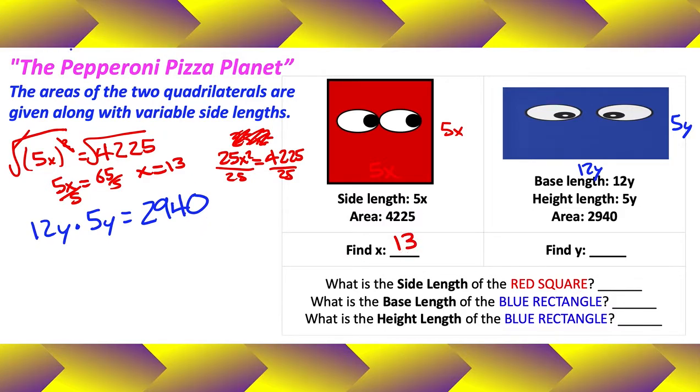I'm going to go ahead and find y. This one isn't really much of a shortcut. There kind of is one, but I'm not going to show it today. So here we go. If you go 12y times 5y, we get 60y squared, and that's going to equal 2940. All right, so let's divide by 60, divide by 60.